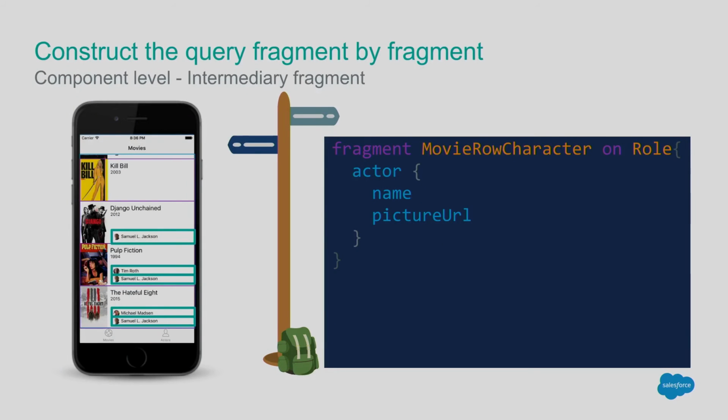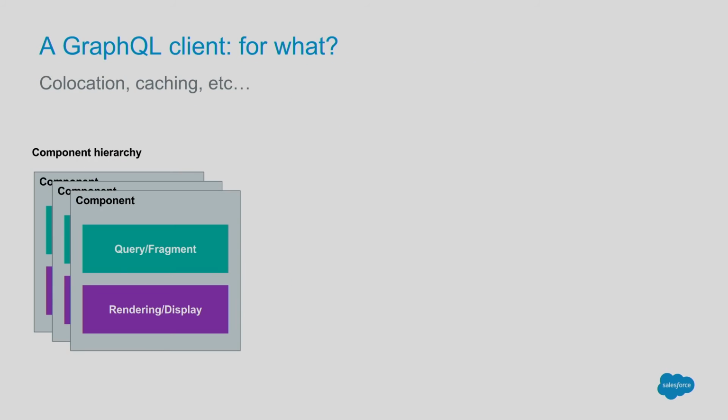So that's basically what we call colocation. And colocation is the only thing you are going to code in your application. You are going to code components that will take from one side the data requirements and then just a rendering method.